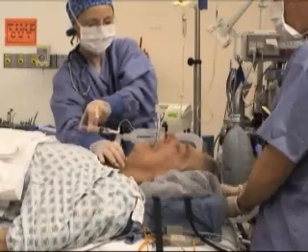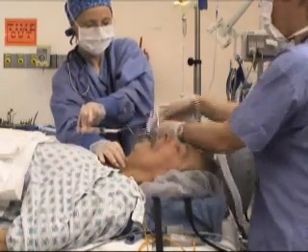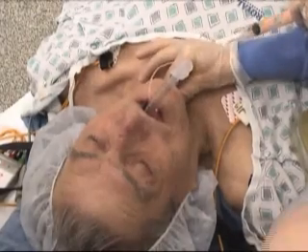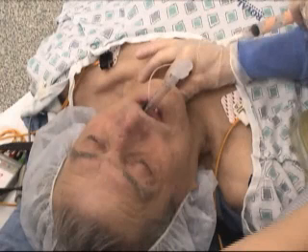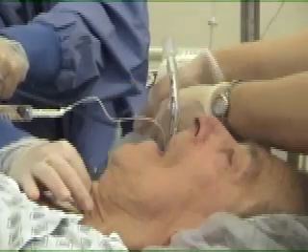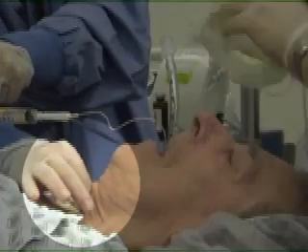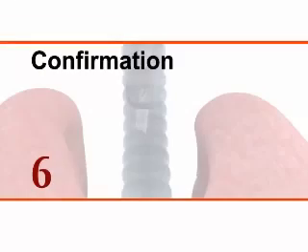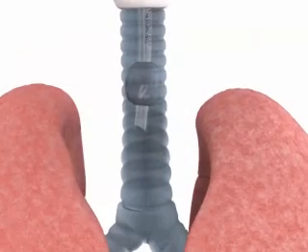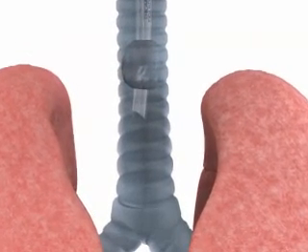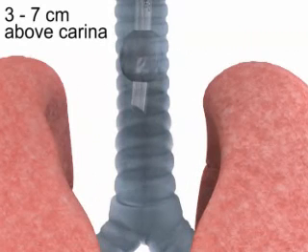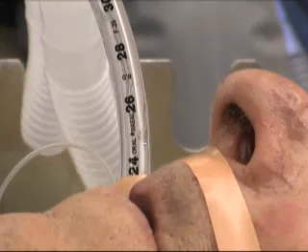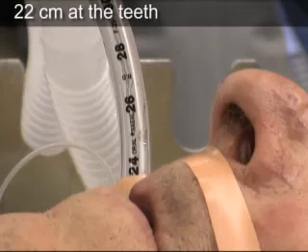Inflate the endotracheal balloon with air to the minimum pressure required to prevent air leaks during tidal volume ventilation with a bag. This usually requires less than 10 cc's of air. The assistant must maintain cricoid pressure until tube placement in the trachea is confirmed. The end of the endotracheal tube should lie in the mid-trachea, 3 to 7 centimeters above the carina. A good rule of thumb is 22 centimeters at the teeth for the average size adult.